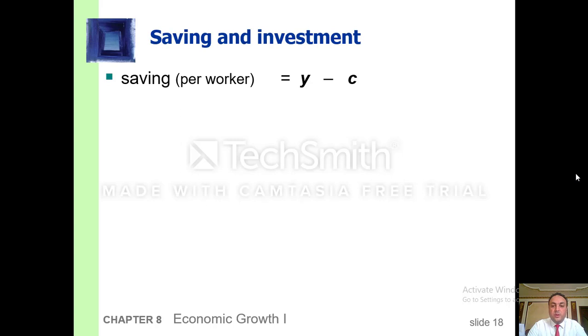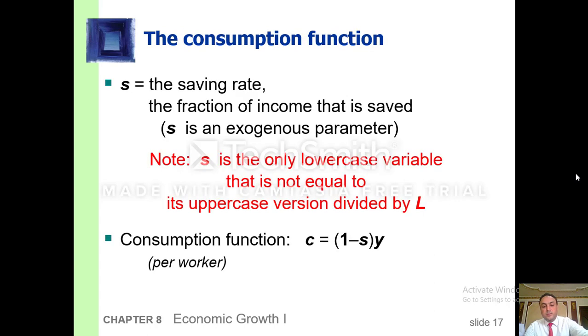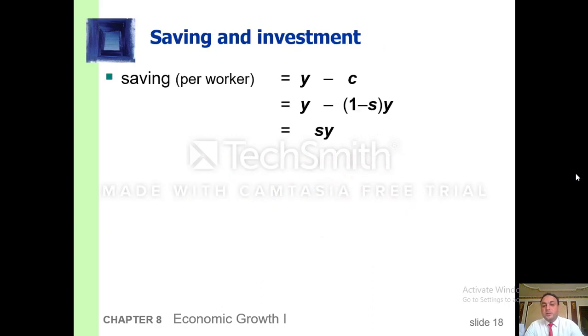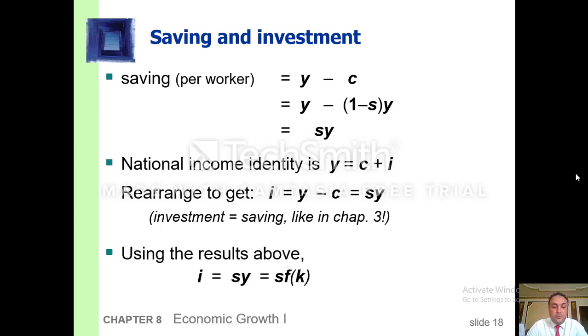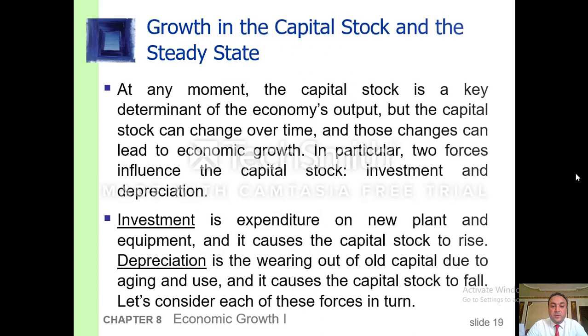As we know, we have output, or income, then we consume, and the remaining will be the saving. Okay, and as we see, what is consumption according to this slide, the consumption function per worker? Rearranging this equation, the saving will be equal to the investment, as in the national income identity. Rearranging it, investment equals saving, like in chapter 3 as we saw before, and using the result above, the investment will be s, the saving rate, multiplied by the function of the capital.